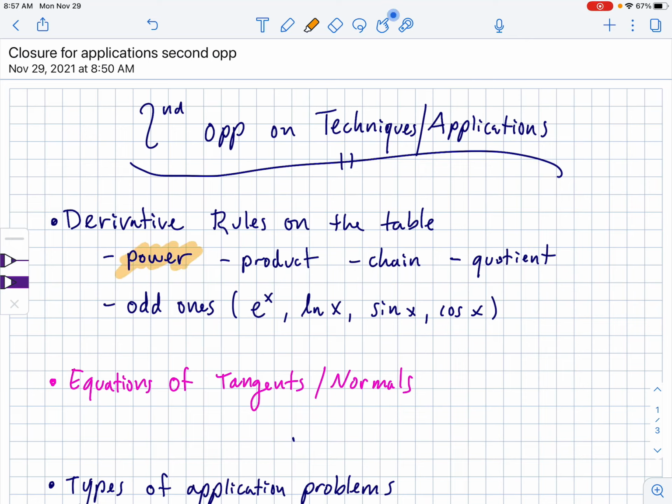We got the power rule, the product rule, the chain rule, the quotient rule, and sort of some odd ones in there like e to the x, ln of x, sine, and cosine. So know how to find the derivatives of all those and know how the rules work.